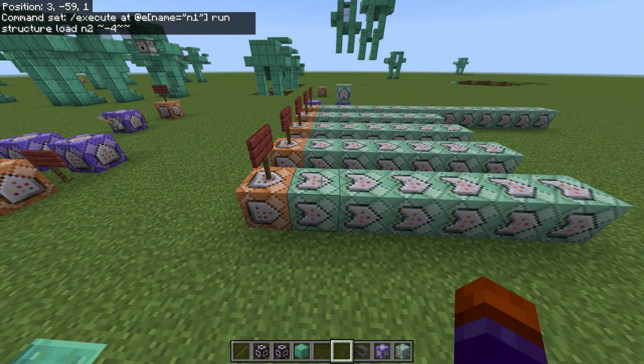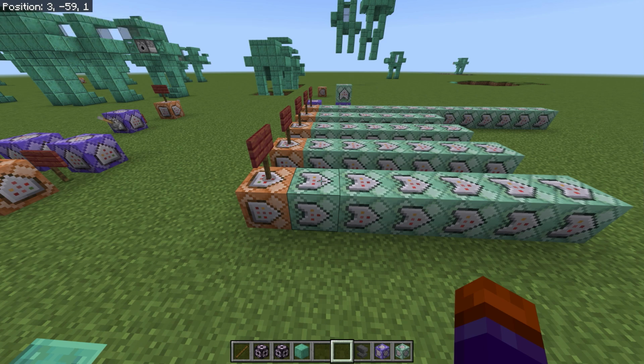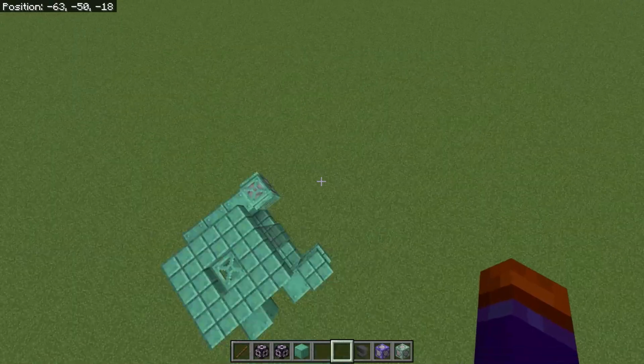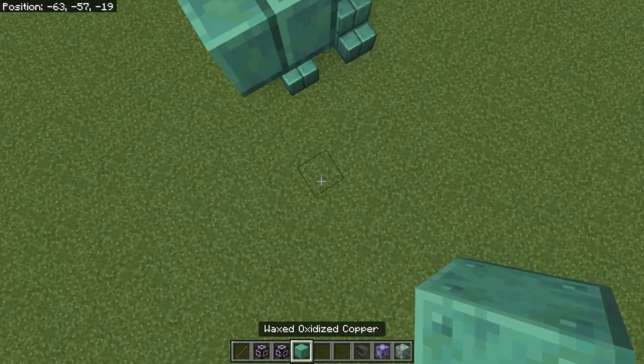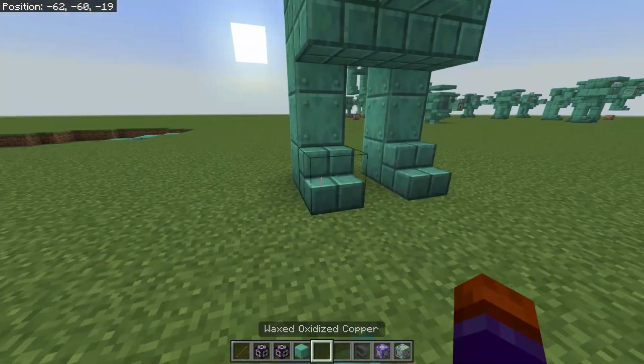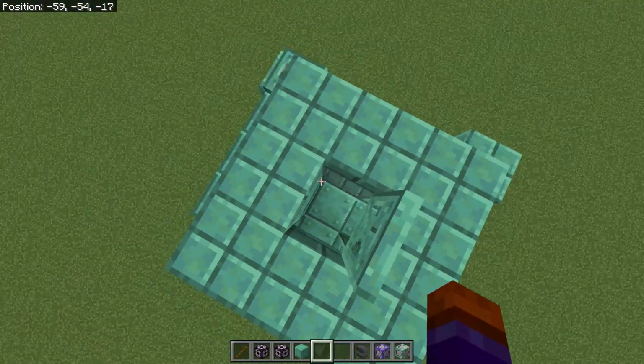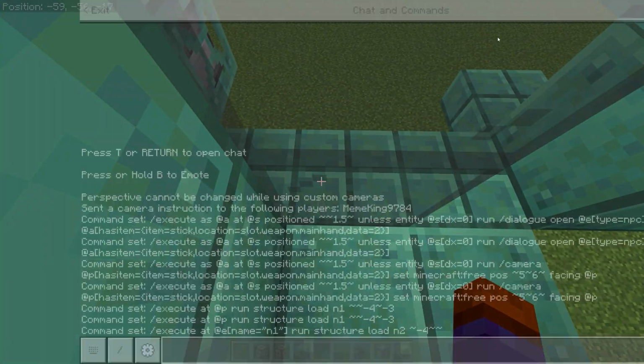I don't think you can move 3 directions with one armor stand. I'll show you why I have to use armor stands in the first place. It's because for the structure to load, it needs to load right here. Otherwise, it'll just move it. Like if you loaded up here, it'll be floating in the air. I could show you this.